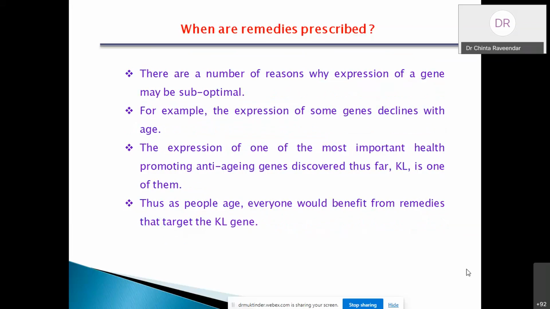So there are a number of reasons why the expression of a gene may be suboptimal. See, when we should prescribe these drugs also, let me share. For example, the expression of some of the genes declines with age. The most important health promoting anti-aging gene discovered is KL, one of them. So the people, when they are aging, everyone would try to get the benefit of protecting their KL gene. If the KL gene is protected, they enjoy longevity and a slowing down of the aging process. We can target that KL gene with a similar sequence-specific molecule. This is like this. We can touch upon so many solutions.